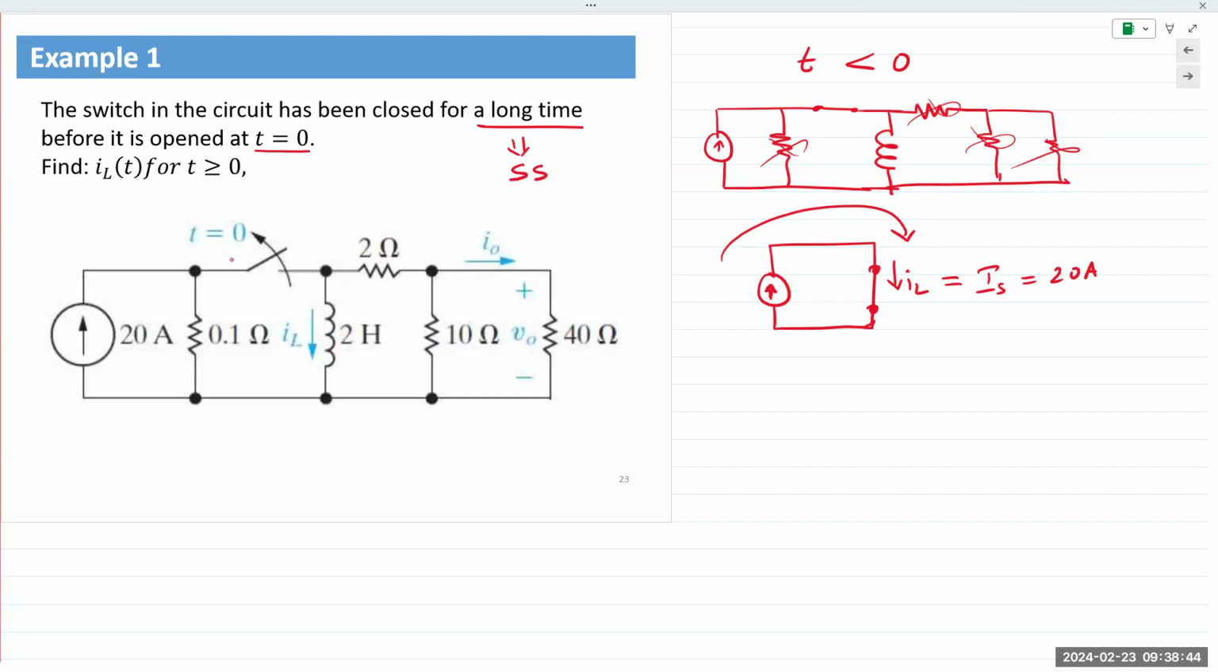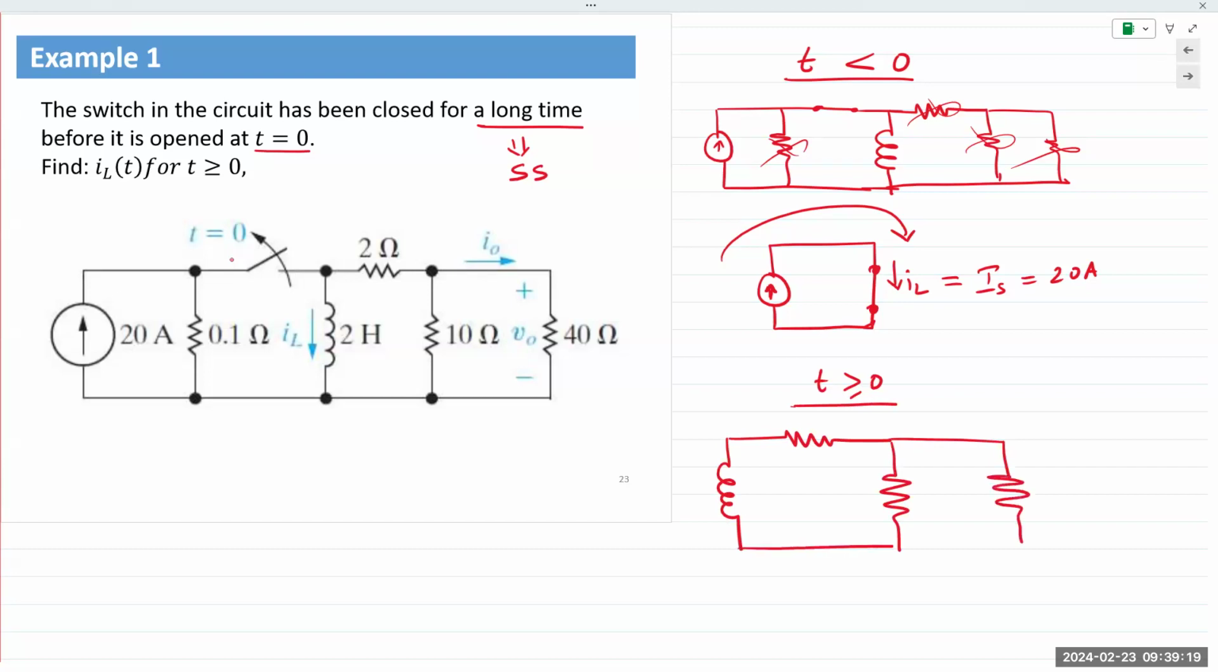So again, redraw the circuit for time t less than 0, and then redraw it again for time t greater than 0. Okay. So this is t less than 0, and I did remind that IL is equal to 20 amps. Now, when the switch flips open, what happens? For t greater than or equal to 0, the switch is flipped open. I have the inductor, 2 ohm resistor, 10 ohm resistor, and the 40 ohm resistor.